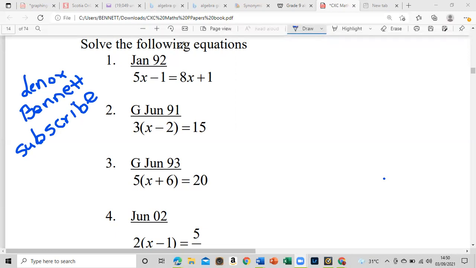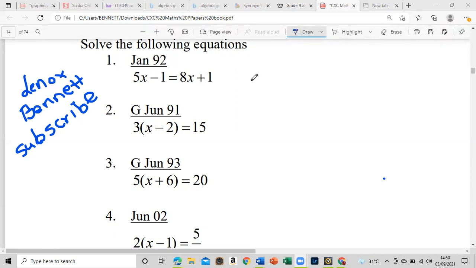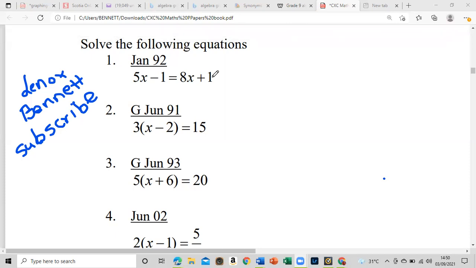It says solve the following equations. Again, guys, you can go ahead and try to solve them before me. I'm giving you some time to get a pen, a pencil, a paper, a calculator, because of course this is paper 2, so you can go ahead and do it. Let's go.